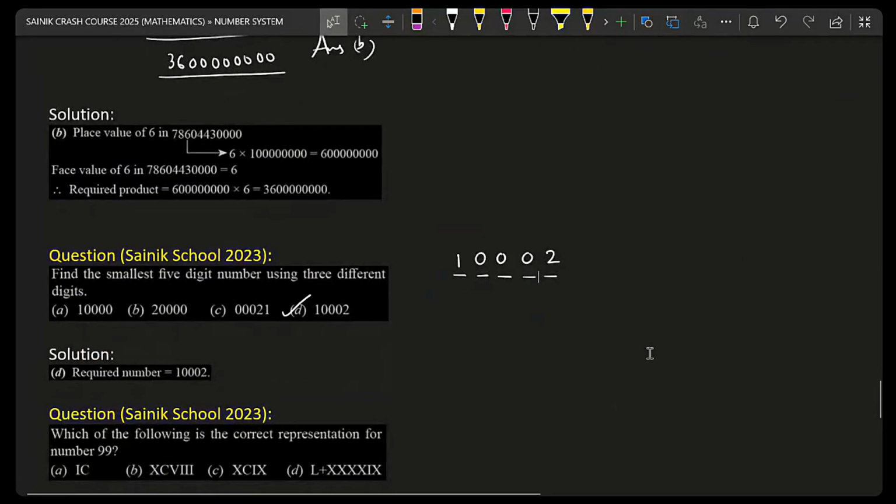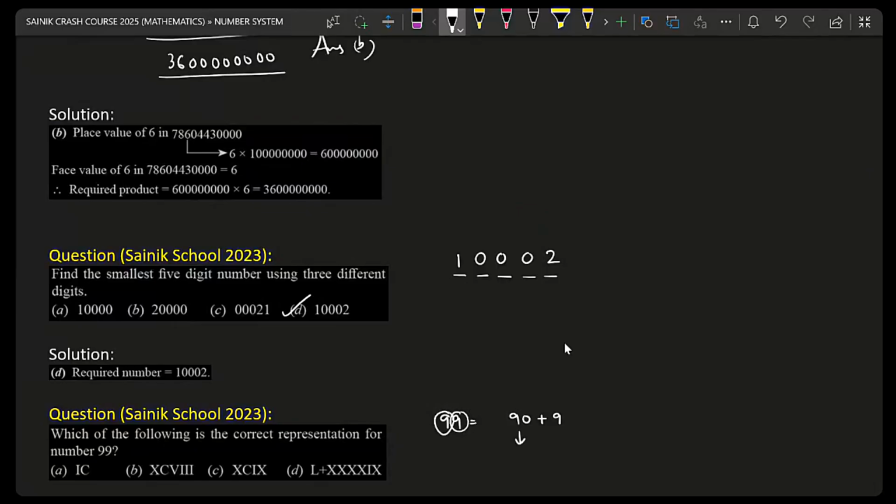Next question from Roman numerals. Which of the following is the correct representation for the number 99? The answer is XCIX. Okay, let us see how it is XCIX. I told you one short trick to write Roman numerals. Write the place values of each digit. This 9 is there in tens place. So 9 into 10 is 90. This 9 is there in ones place. You just write 9 ones are 9.